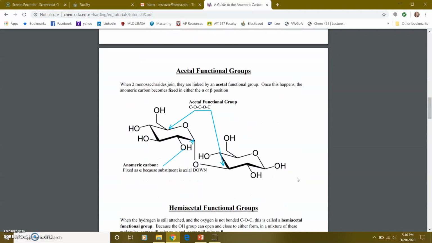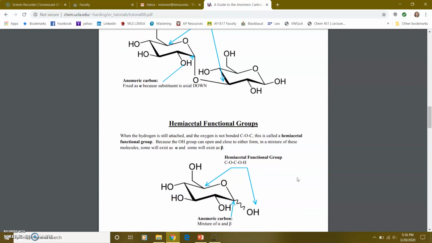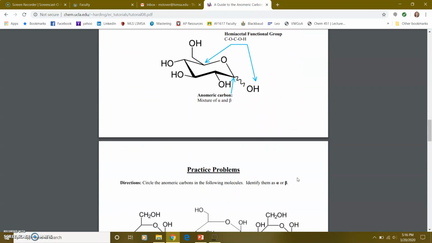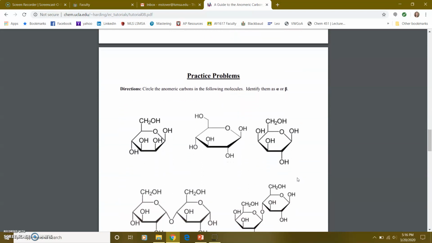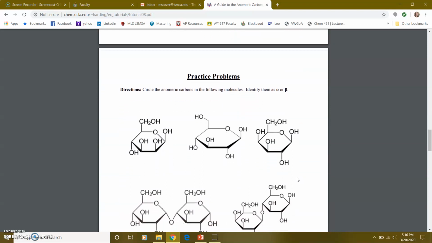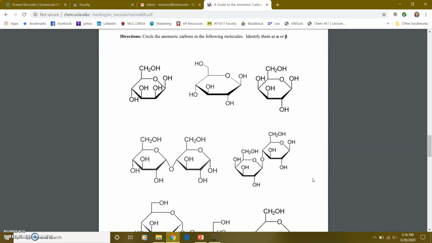This goes into a lot more stuff than I really expect you to go into, okay? But there are some practice questions here about trying to identify the anomeric carbon. So again, the anomeric carbon would be this one. And since this is pointed up, not down, it would be beta, right? Again, anomeric carbon is going to be here. It's pointing up, so it's beta. Anomeric carbon pointing up, again, it's beta, right?